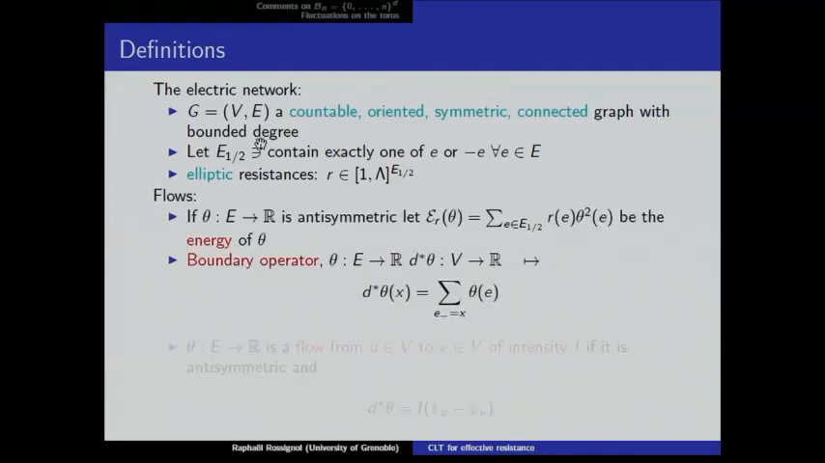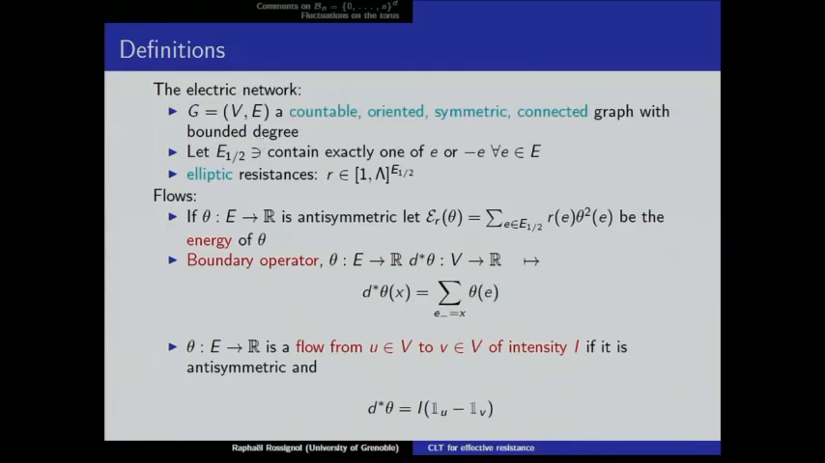I want to specify a bit what I call a flow. So I give a name to the energy. If theta is an antisymmetric function on the edges, I call ER of theta the energy dissipated on the network. And we call D star the boundary operator, which takes a flow, or a function on the edges, and gives a function on the vertices. D star theta at x is just the net flow going out at x.